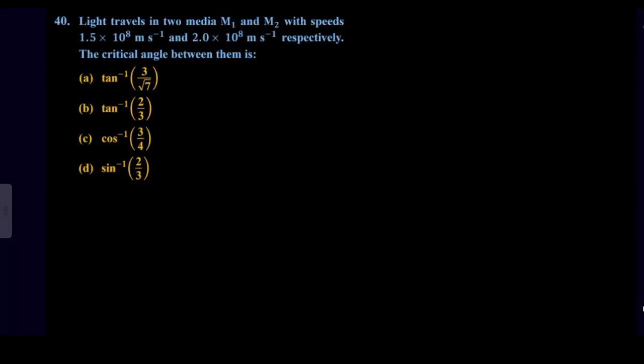Take this problem. Light travels in a medium into mediums M1, M2 with speeds given. The critical angle between them is... Now they ask me to find the critical angle.